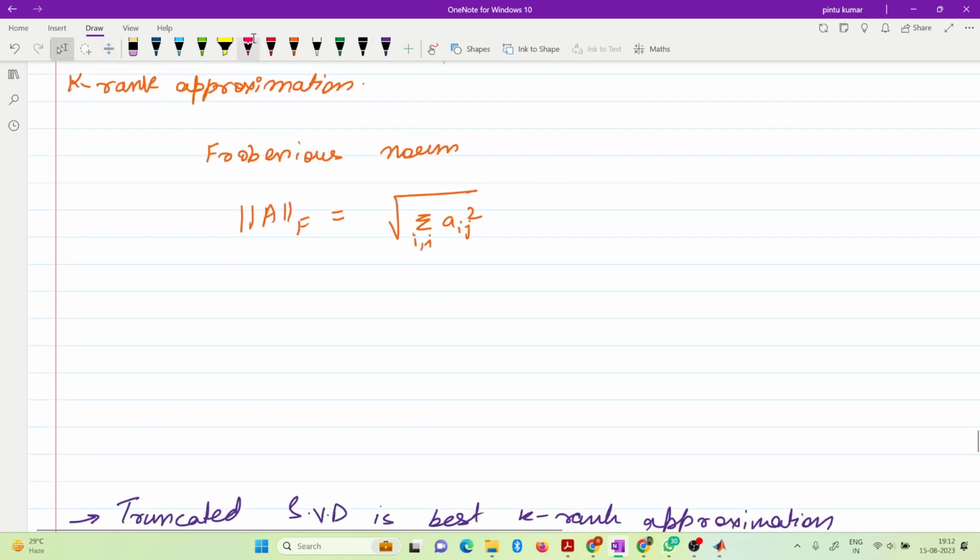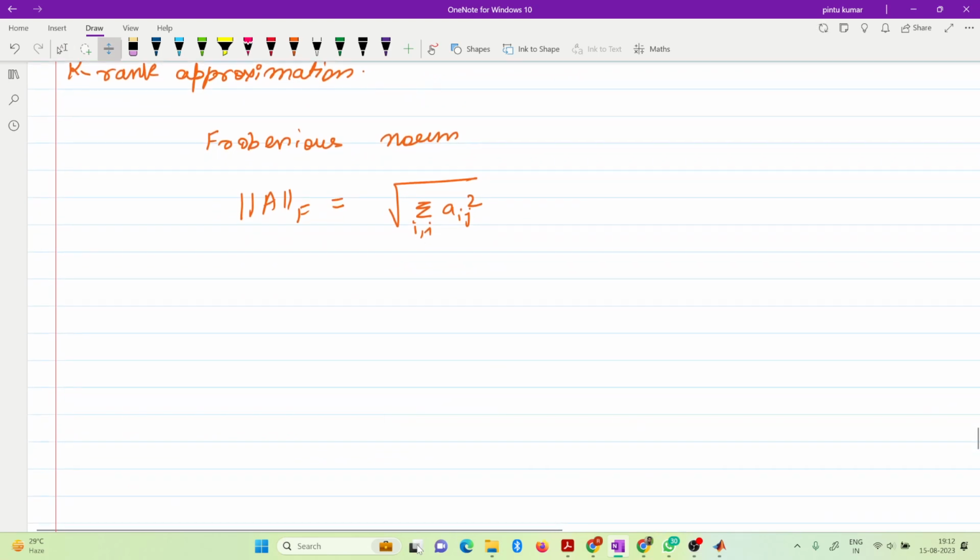So I defined Frobenius norm. Now I'll talk about SVD. How is SVD useful in approximation of matrix? Let's say you have a matrix A, which is U sigma V transpose.